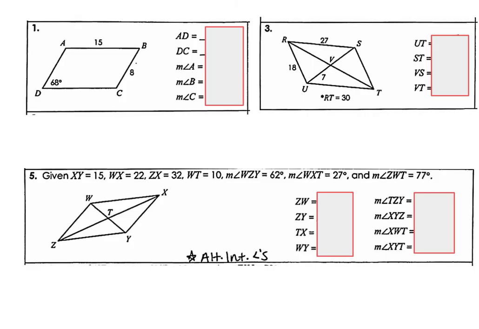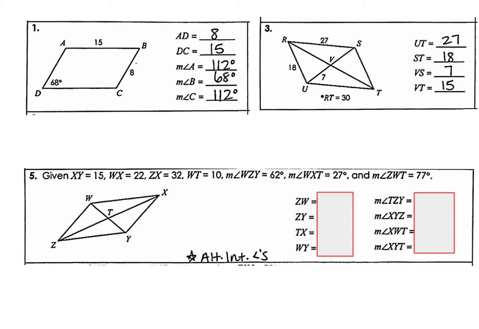All right, so for number 1, they've given you one angle and two sides, and they wanted the rest of the information. So AD was congruent to BC at 8, DC was congruent to AB at 15. The measure of angle A was supplementary, so you should have subtracted from 180, that's 112. B was congruent, 68, and C was congruent to A, which was 112.